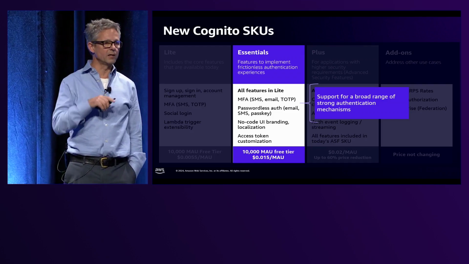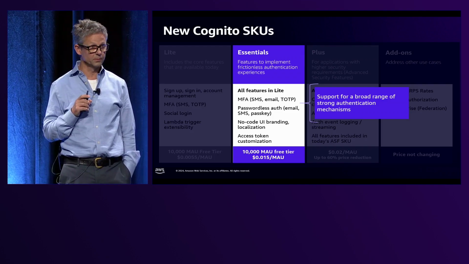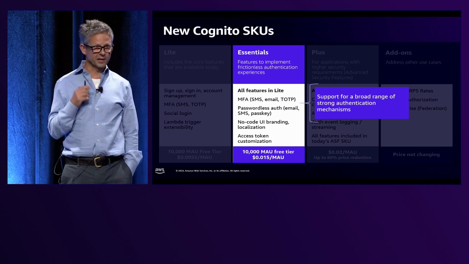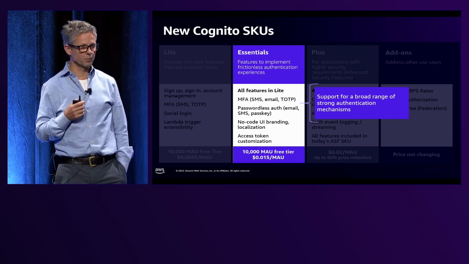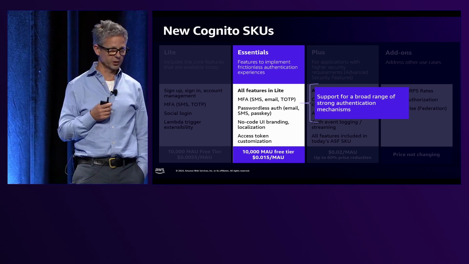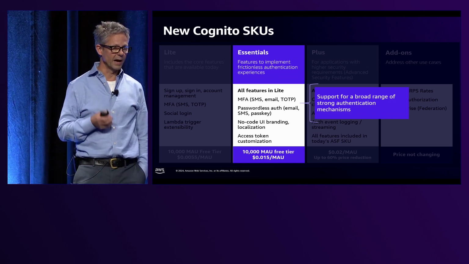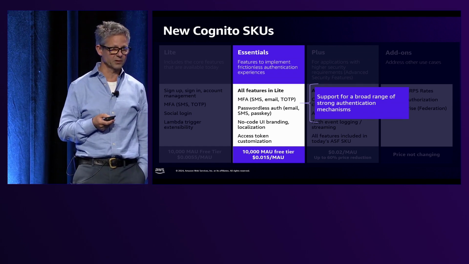So I'm going to highlight a new SKU within the Cognito pricing model called the Essentials SKU. Within the Essentials SKU, you get support for passwordless authentication, delivering a much more frictionless user login experience, as well as strong authentication or two-factor authentication mechanisms like SMS and OTP.